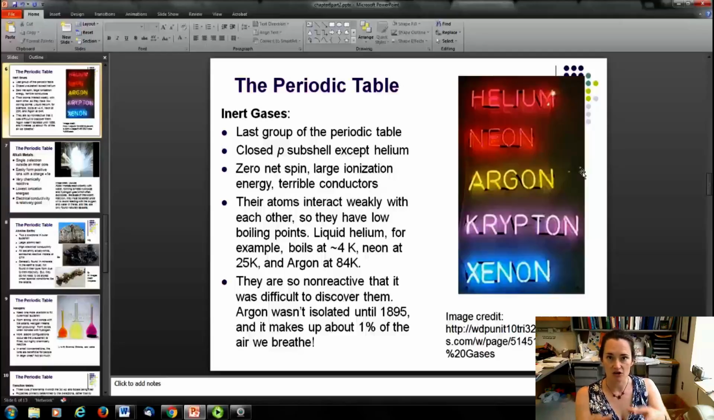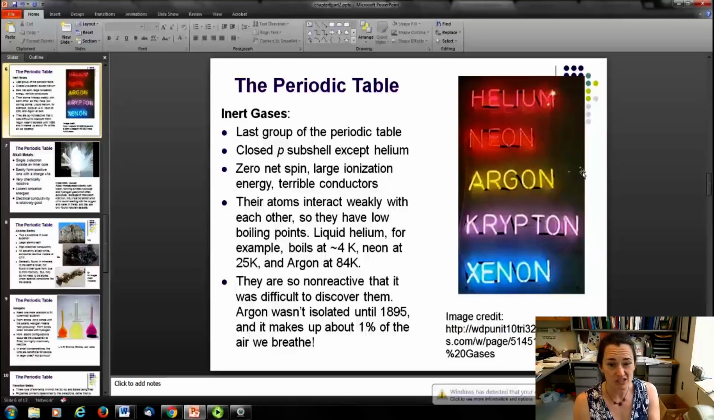Because they are so happy just to be themselves, they interact very weakly with each other. And that means that when you get a lot of it, enough to make a container or whatever, they're going to have very low boiling points. So they'll stay a gas for a super long time. In fact, liquid helium boils at 4 Kelvin. So it goes from a liquid to a gas at 4 Kelvin, a very low temperature. Neon at 25 Kelvin. Argon at 84 Kelvin. So you can see that these things stay gases for a very long time just because they interact very weakly.